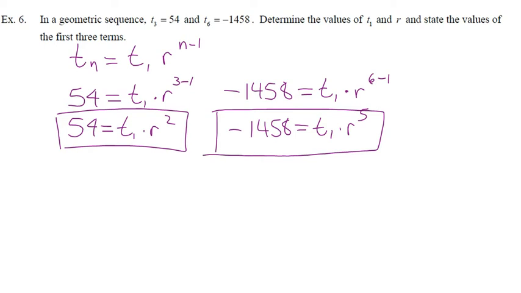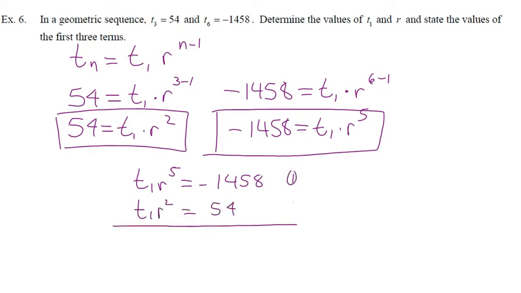Now there's a special way we're going to solve this system. We're going to take one equation and divide it by the other equation. Because if we divide, what's T1 divided by T1? 1. So we'll get rid of the T1, right? So we're eliminating, but we do it by division. So I'm just going to rewrite it slightly differently. T1 r to the 5th is negative 1458. T1 r squared is 54.